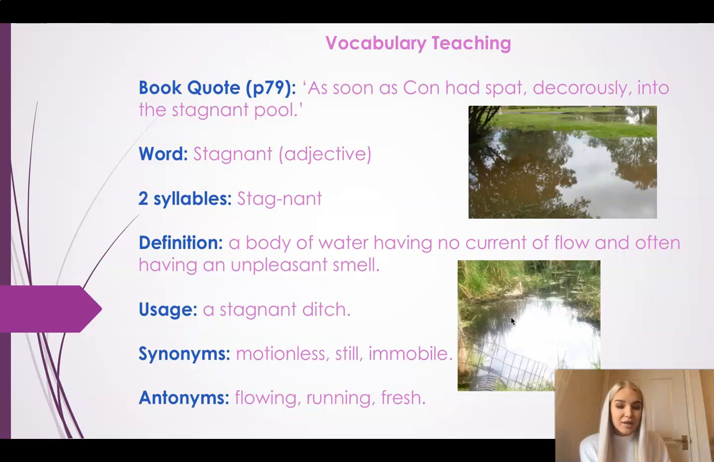Some synonyms, words that mean the same or similar to stagnant, are motionless, still, or immobile. So this idea that the stagnant pool of water, it's not moving, there's no flow of water. Whereas some antonyms, words that mean the opposite of stagnant, are flowing, running, or fresh. So water that is flowing, it's running maybe down a stream, and it's fresh, it's not having an unpleasant smell.